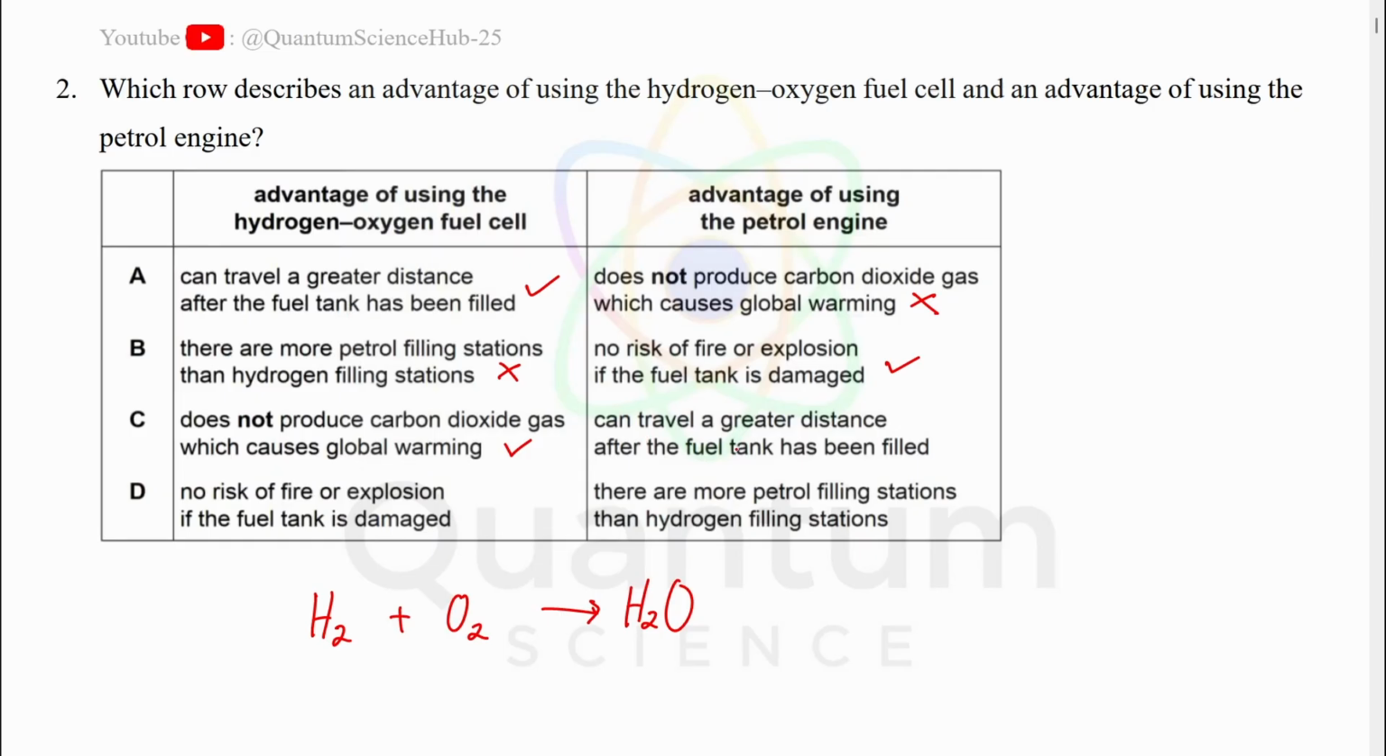Can travel a greater distance after the fuel tank has been filled? Yes, of course. Option D. No risk of fire or explosion if the fuel tank is damaged. Okay, so this is wrong because the hydrogen-oxygen fuel cell is very sensitive to high pressure and high temperature. So if something bad happened to the fuel tank, it will explode and the explosion is very huge. It can destroy everything around it. So this one is wrong. There are more petrol filling stations than hydrogen filling stations. Yes, this is correct. So the correct answer here is C.